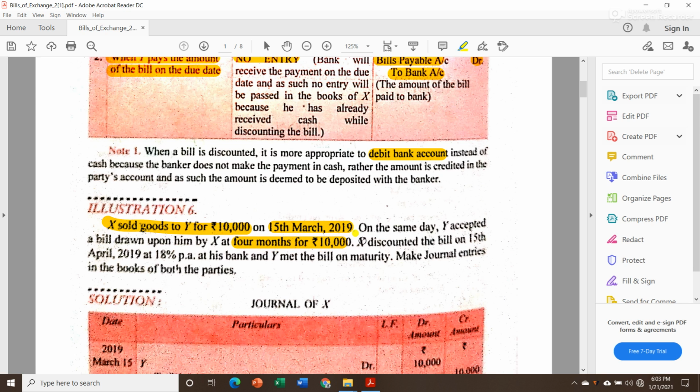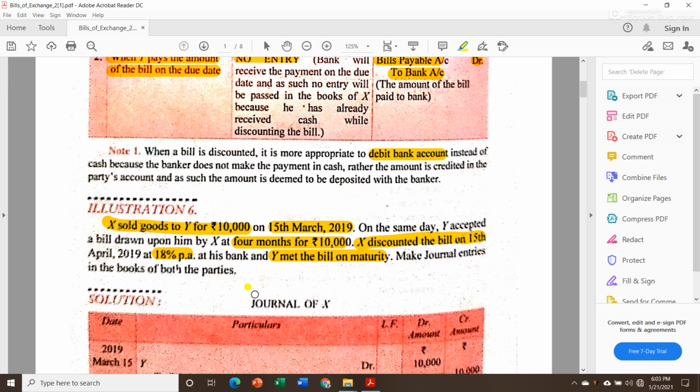Then X discounted the bill on 15th April. He did not wait for 4 months. From March till 15th April, it's only a 1 month gap. So after 1 month only, he discounted the bill at 18% per annum at his bank. Y made the payment on maturity. So X discounted the bill after 1 month only, but Y made the payment on the maturity date.